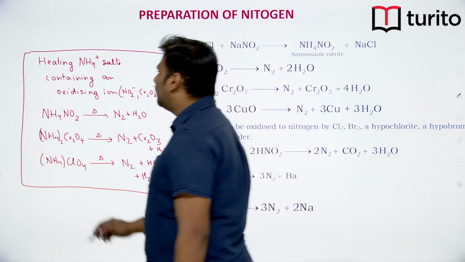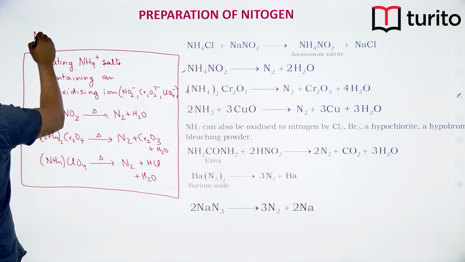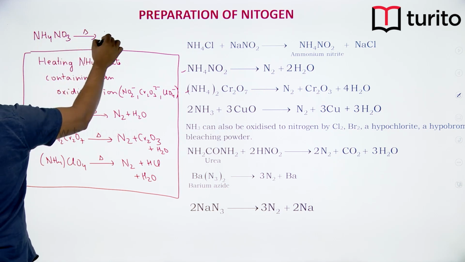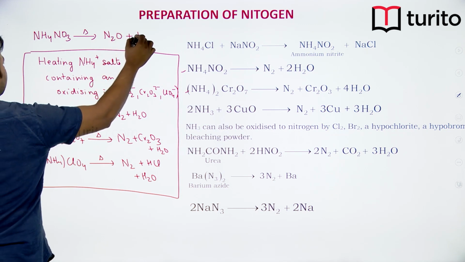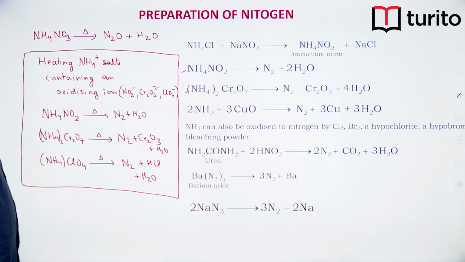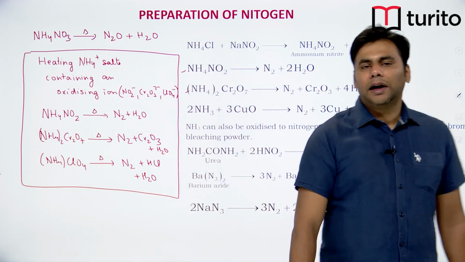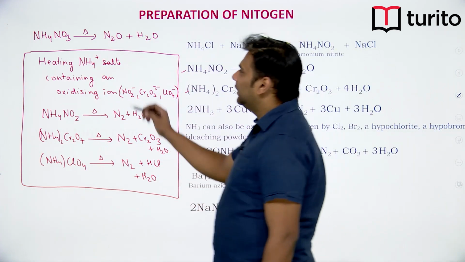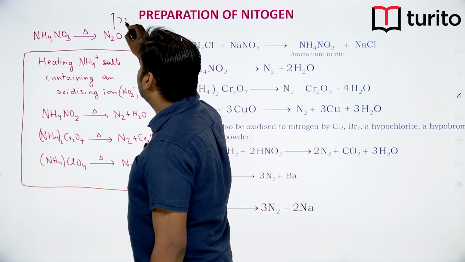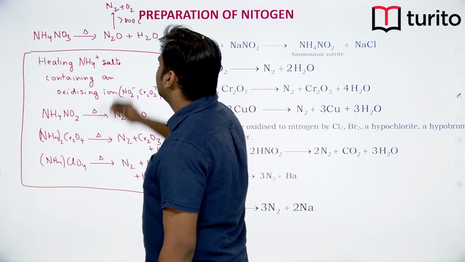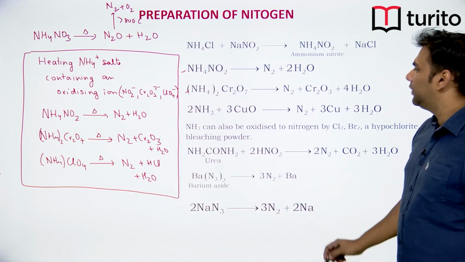Now one thing which you should remember over here is that ammonium nitrate on heating gives you N2O plus water, while ammonium nitrite on heating gives you N2. Now if you further heat N2O at a temperature greater than 800 degrees Celsius, you can get N2 over here. So this is a very important reaction.